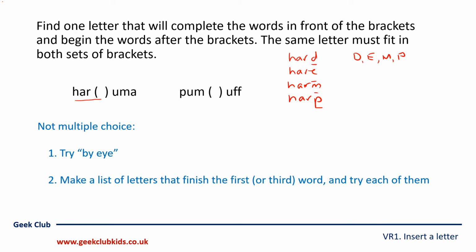And in this way, I've sort of made my own multiple choice options, and I'm going to try each of these letters in turn to see if any of them can make 4 complete words. So trying the D first, we'd get hard and doomer. Is doomer a word? I don't think so, so D can't be the correct answer. Let's try hair and euma. Euma's not a word, so we'll try the next one. Harm and muma. No, muma's not a word, so we can stop there.